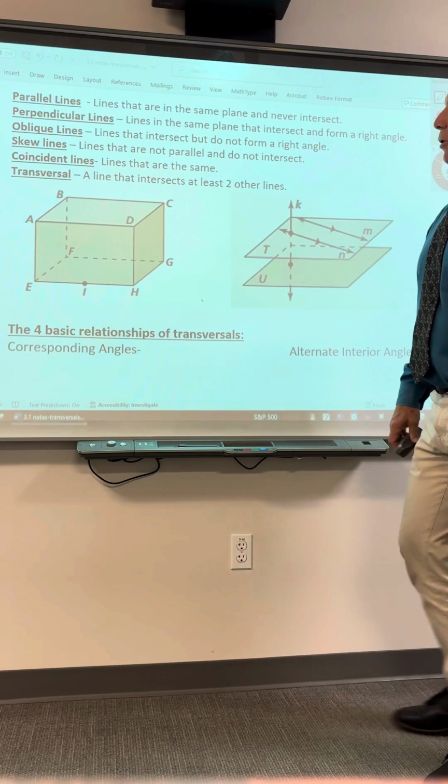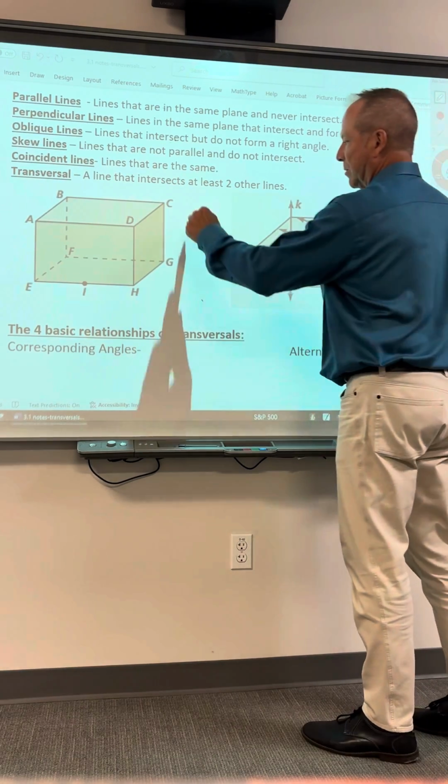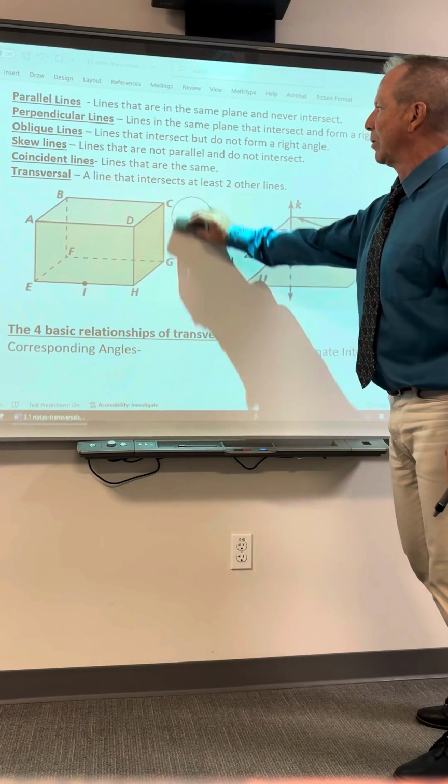Oblique lines are lines that intersect but do not form right angles. So they could be anything else. Those would be oblique lines because they don't form 90 degrees and they're not parallel.